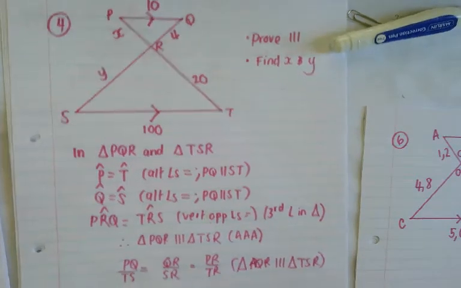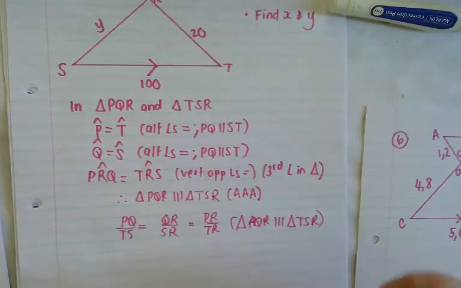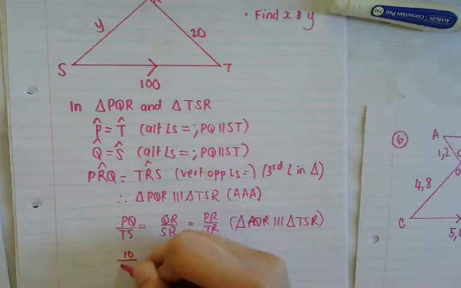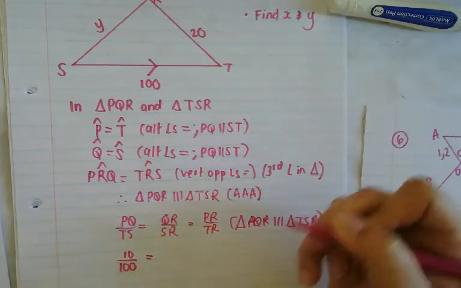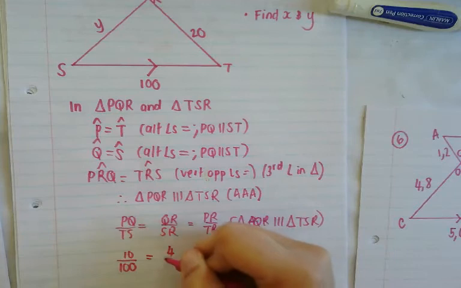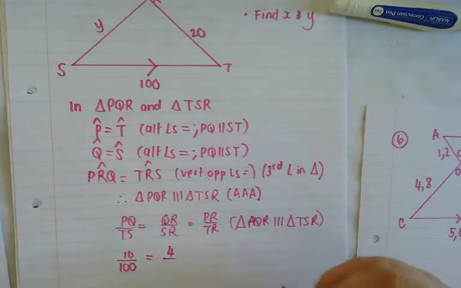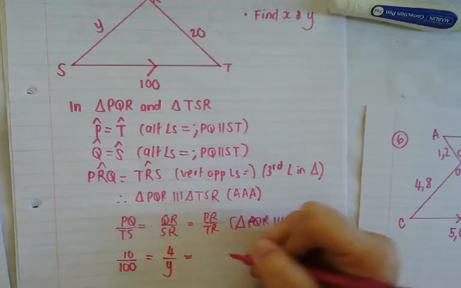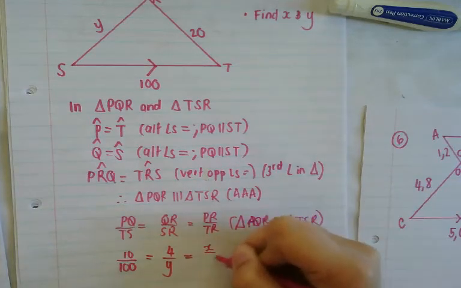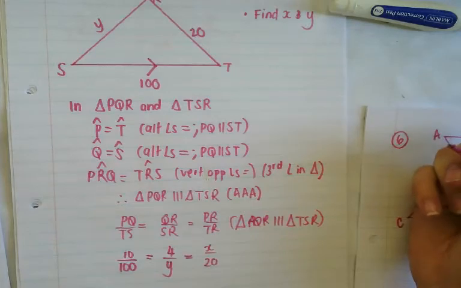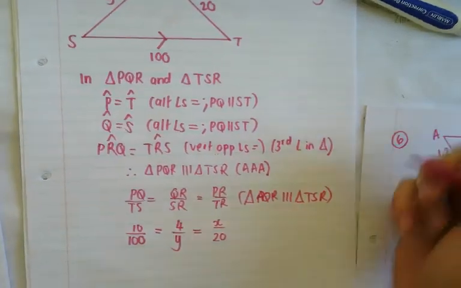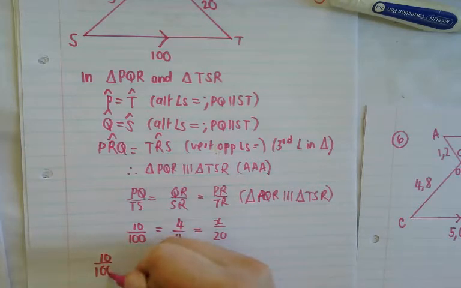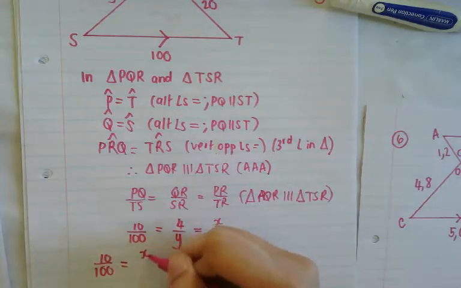And now we can go and substitute in the values that I can see. PQ is 10, PST is 100, QR is 4, and we have SR, which is Y, PR is X, and RT 20. So it doesn't have to be in alphabetical order, but you can put in alphabetical order. So I have 10 over 100 equals X over 20.